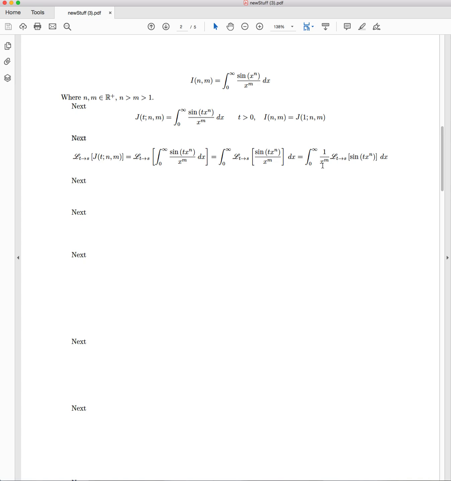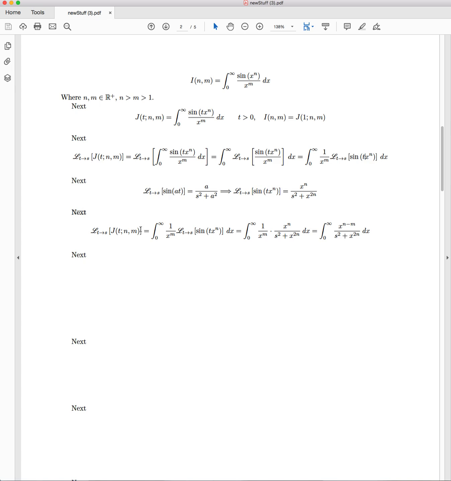So I can just bring this 1 over x to the m component here out the front, and I'm taking the Laplace transform of this part of the integrand, which is sine of t x to the n. Remember, with respect to t. Now, the Laplace transform of sine of at is equal to a over s squared plus a squared, which means that the Laplace transform of sine of t x to the n, so our a term here is x to the n, becomes a, which is x to the n, over s squared plus a squared, which is x to the n squared, which is x to the 2n. So we now know what this Laplace transform actually achieves.